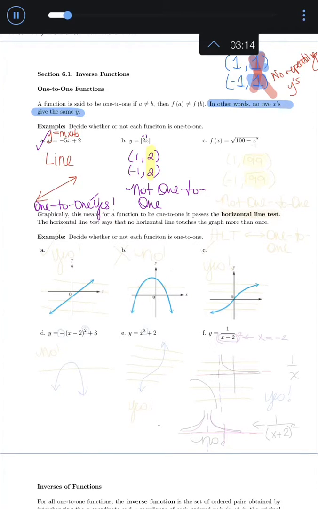Now, what about the last one, C? Well, let's take a look. Let's try something. What happens if you plug in 1? You'll get 1 squared here, which is 1. So you'll get 100 minus 1, which is 99. So we get the square root of 99. Okay, what happens if you plug in -1? You plug in -1 and you still square it. You're still going to get 1. So you'll still get 100 minus 1, which is 99. So you still get the square root of 99. So is this thing one-to-one? Absolutely not, because you have, again, a y value repeating. So this is not one-to-one.